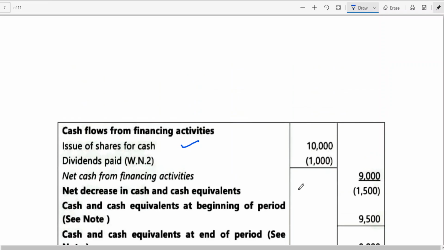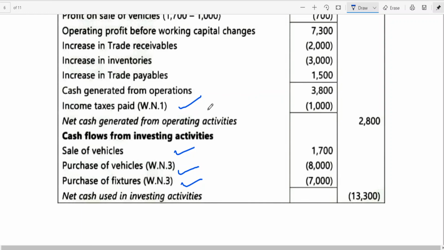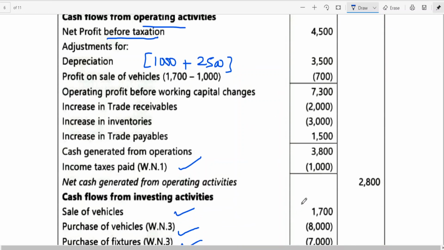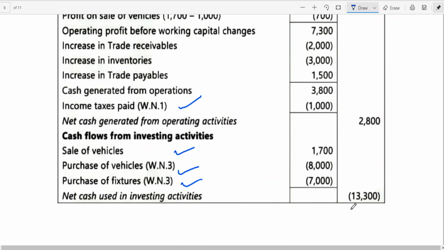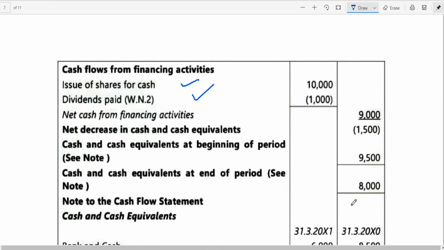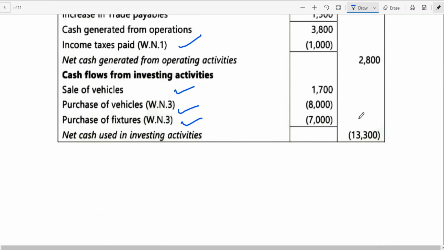This dividend paid also, you got from where? So now let us see. I think everything I have explained to you. If you look into it, we got operating profit before working capital changes, and these things I've explained. Net cash generated from operating activities. Now again we have a negative value, that is net cash used in investing activity, that has been subtracted. Then after that we went for net cash from financing activities. We are getting positive.